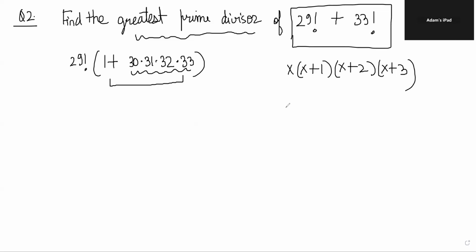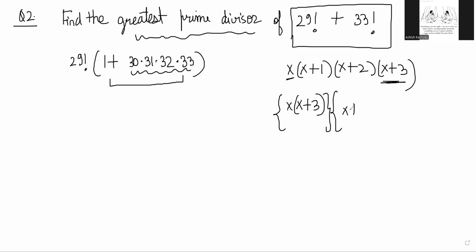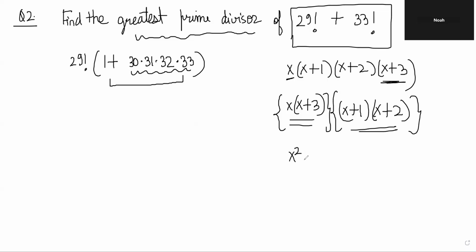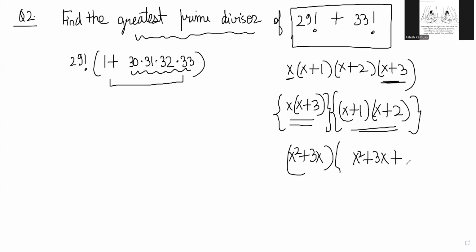X plus 1 and x plus 3. No, you should always group x with x plus 3, because that gives us a common thing, no? You get x squared plus 3x in both cases. You're getting x squared plus 3x here, and you're getting x squared plus 3x plus 2 here, right? So this is clearly becoming x squared plus 3x whole square plus 2 into x squared plus 3x, right?